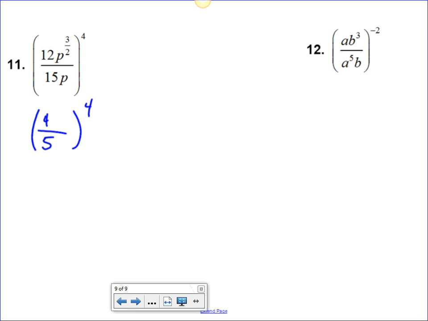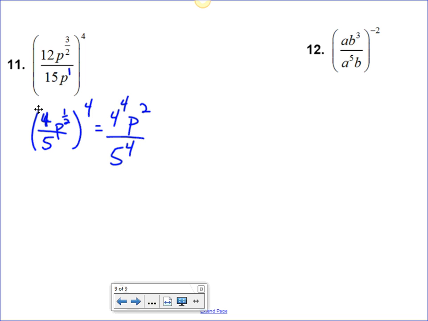Okay, p to the 3 halves over p. Where do I have more p's at? Well, I have more on top, and I have a half left if I canceled out one of them. So now I've got 4 p to the 1 half over 5, all to the 4th power. So now everything in there gets raised to the 4th power. So I got 4 to the 4th, and then p to the half to the 4th. If we multiply those, we'd simply get p squared over 5 to the 4th.